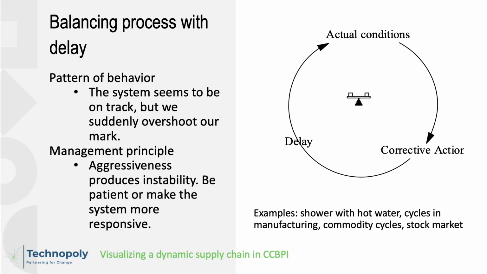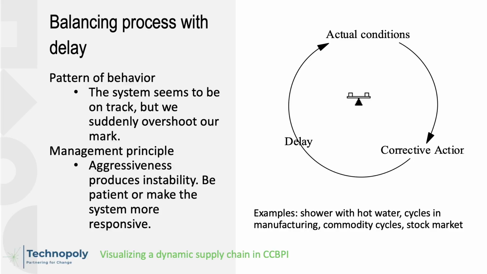It's about giving time for the system to be able to reveal what the true change or improvement should be. A typical pattern of behavior here would be the system seems to be on track, but we overshoot our mark because we overdid something. The management principle is to look into the aggressiveness of the decisions you made and how aggressiveness can lead to more instability. Patience is important to make the system more responsive to the changes.